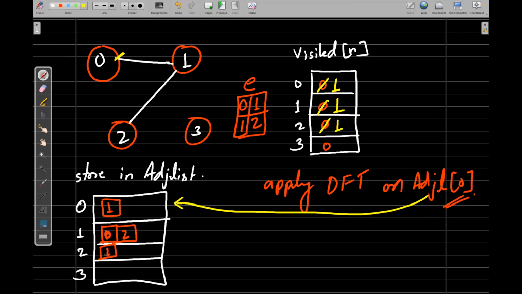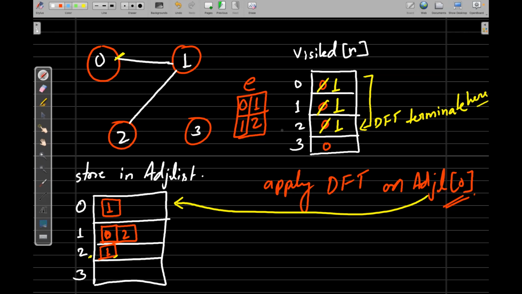And what will happen then? When it comes here, it will see who are the neighbors of two. Who is it connected to? 2 is connected to 1. 1 was already marked visited, and now it has no other connections to be traversed. So what will happen? It will terminate. DFT terminates here.